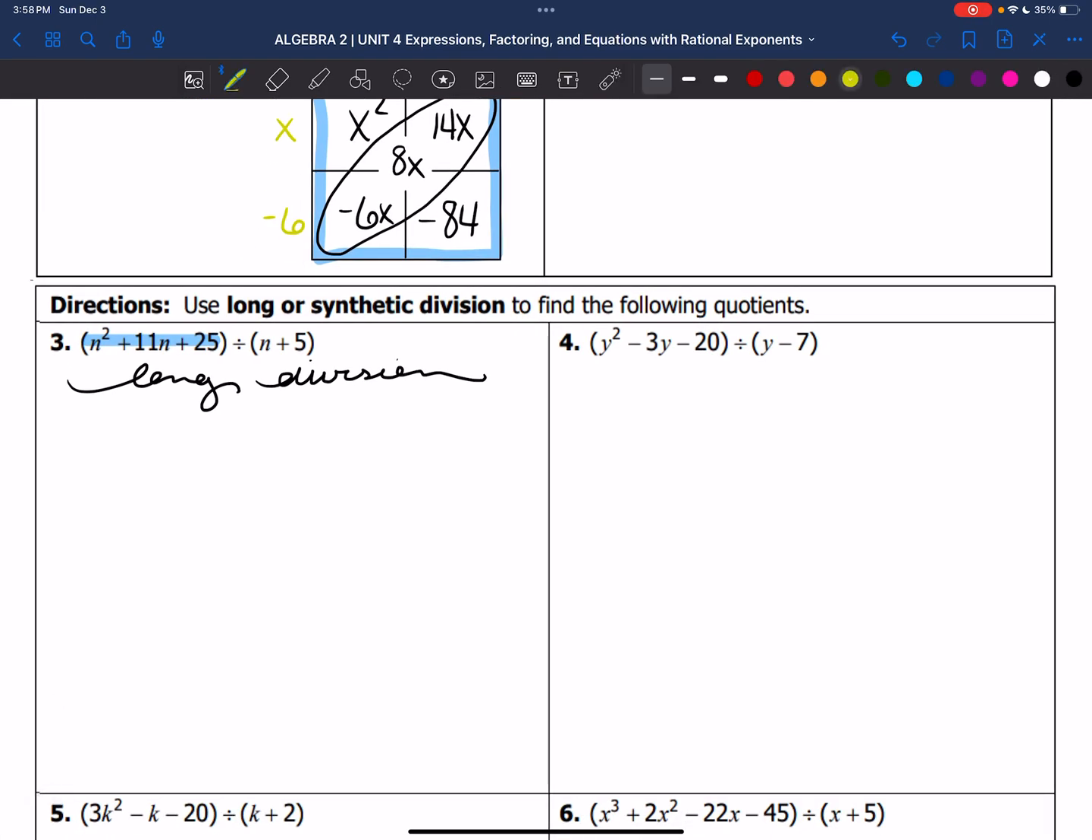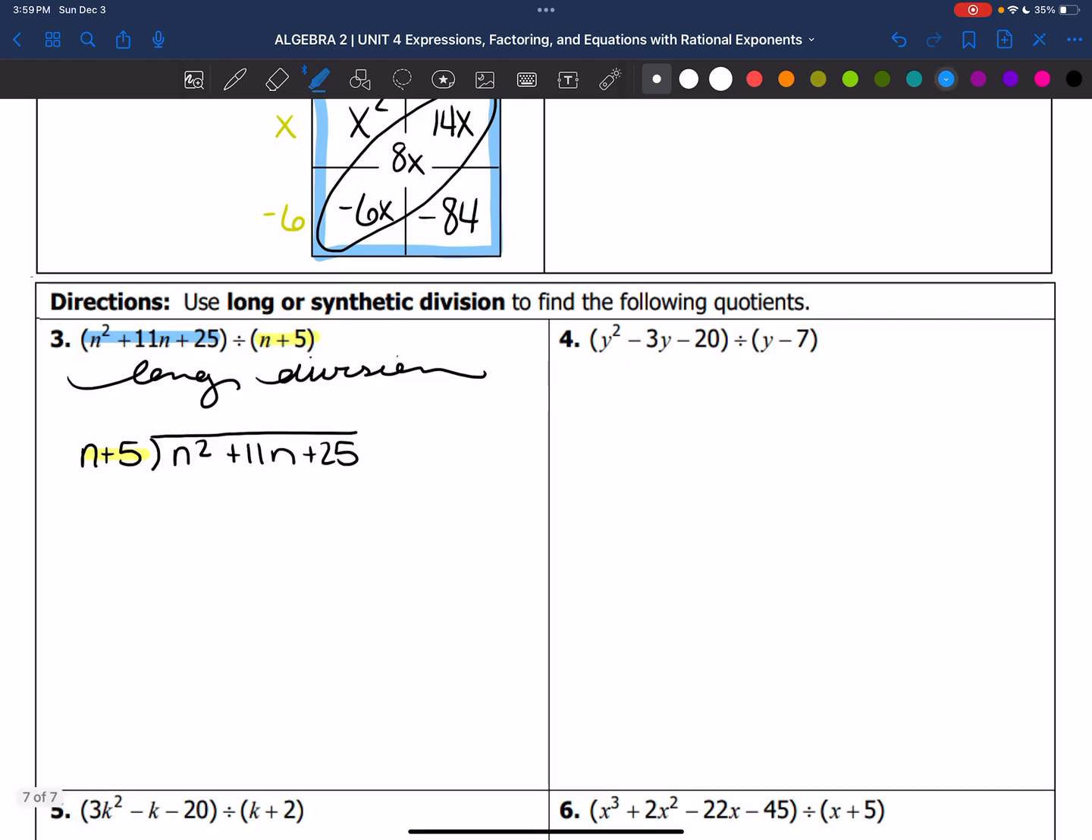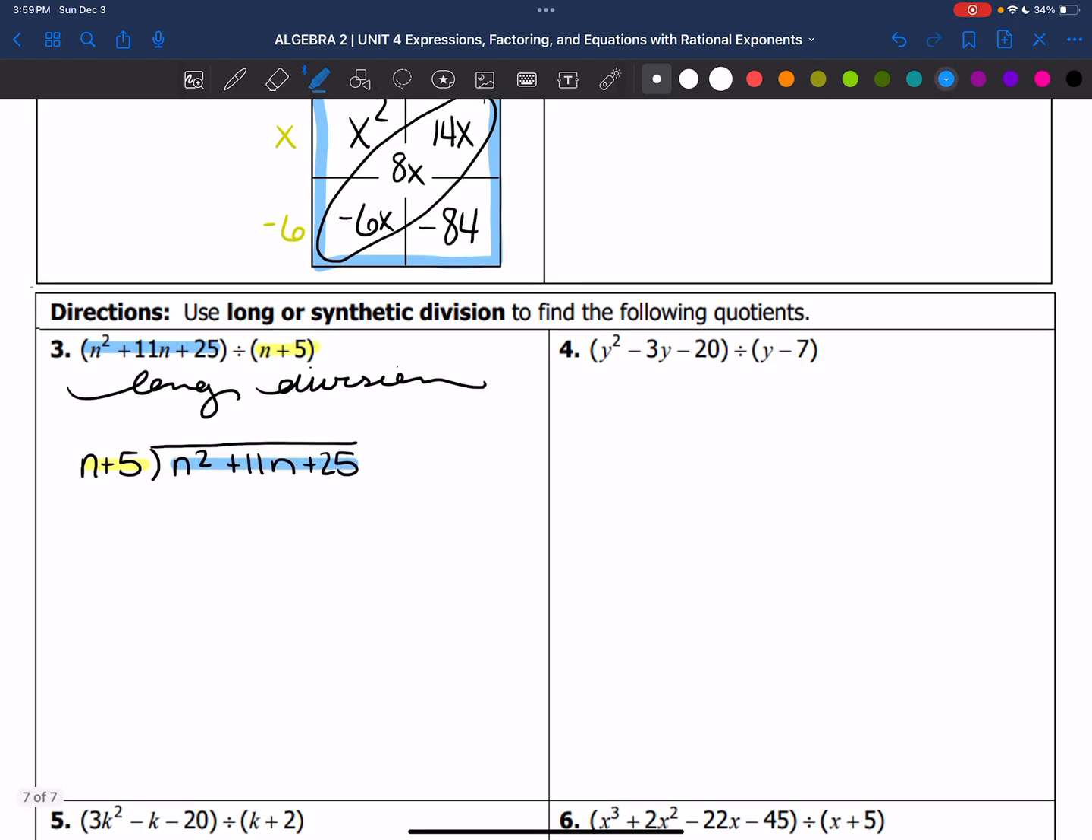And here's what we're going to divide by. We're going to divide by that n minus 5. It's going to divide into n squared plus 11n plus 25. So my n minus 5 is my divisor. This is my dividend. And what I'm trying to find is my quotient that will be up here on top.